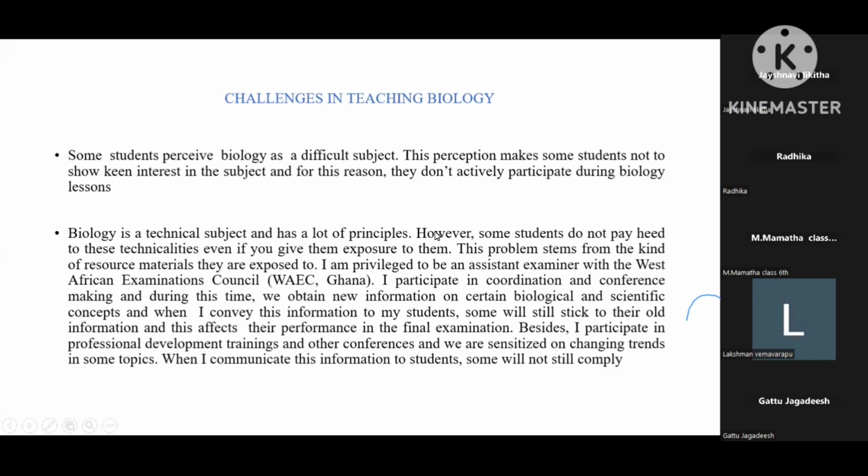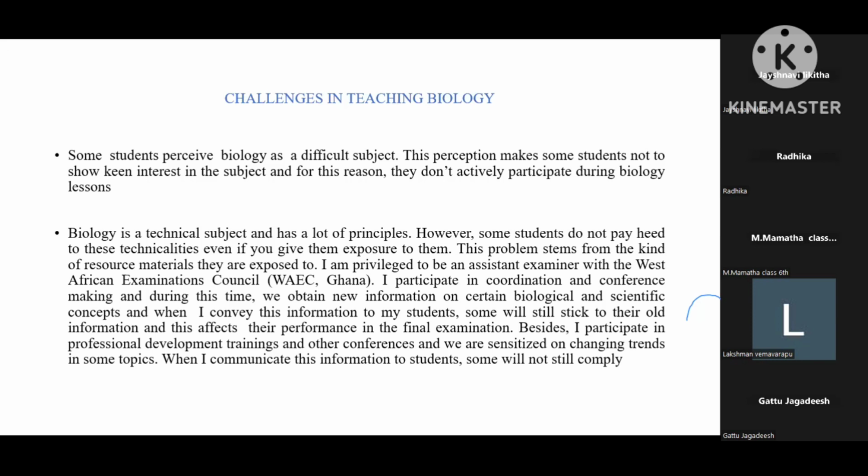Another thing too is that biology is actually a technical subject with a lot of principles. However, many students find it very difficult to obey these biological principles. I usually tell them every subject has its language, and biology is not an exception. If you go in to write a biology examination, you can be the most intelligent biology student, but once you fail to stick to the biological principles, I can assure you, you may either perform poorly or you will fail outrightly.